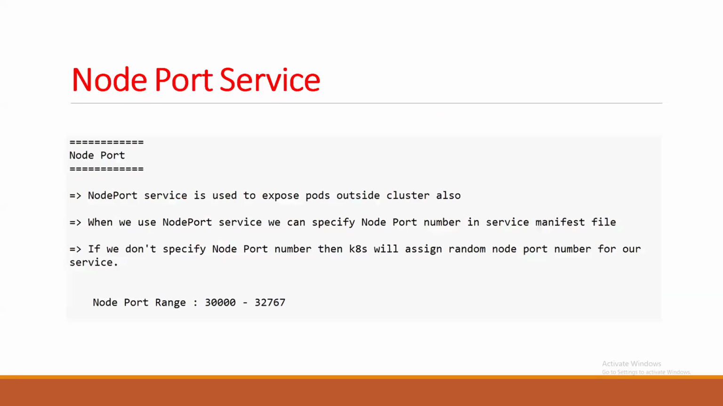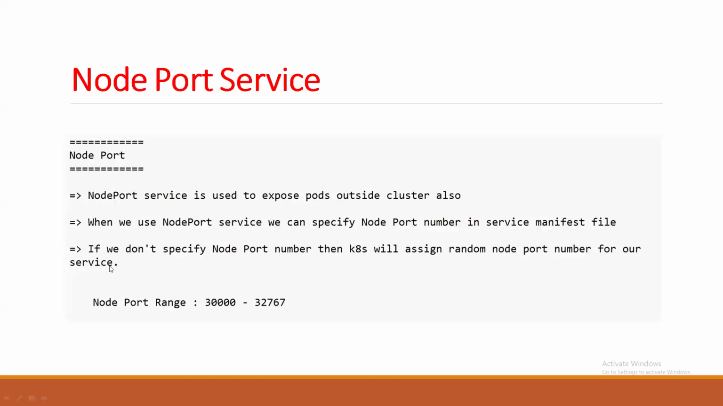What is a node port? A node port service is used to expose the pods outside the cluster also. When we use the node port service, we can specify the node port number in the service manifest file. If we don't specify the node port number, then Kubernetes will assign a random node port number for our service. The node port numbers range from 30,000 to 32,767. Definitely we need to mention the node port range.